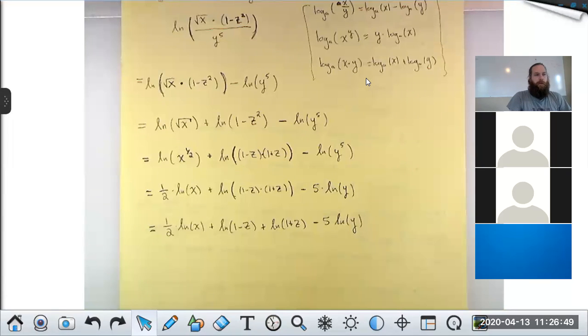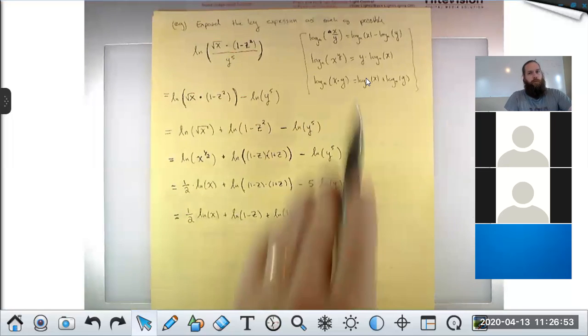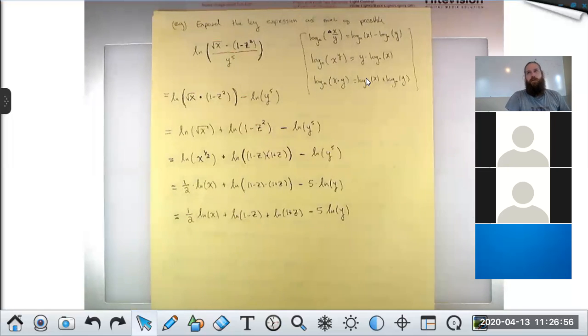So getting comfy playing around with these properties of logarithms, definitely important. Important in this class, super important in the next class, important in calculus, and believe it or not, important in statistics also, where we like to transform things to look at logarithmic scales. So wherever you're going in your math universe, these things will matter.